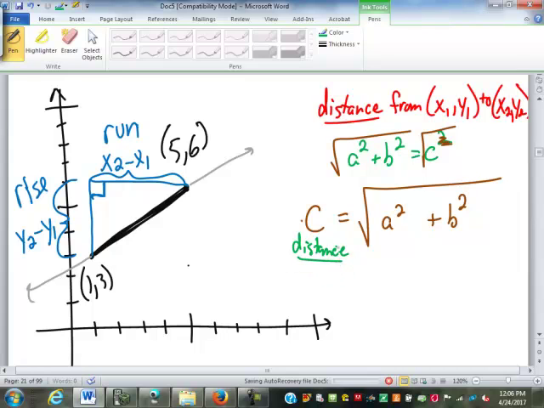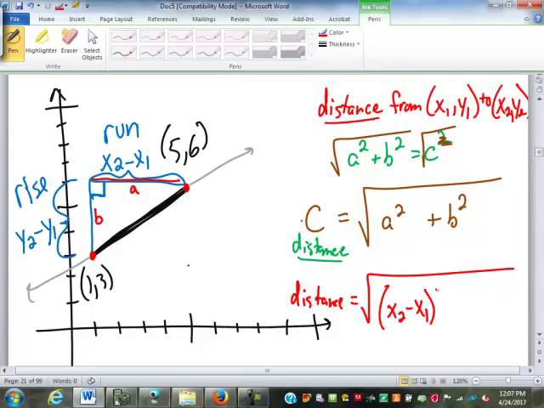Sometimes it's labeled distance, sometimes it's labeled the length of the line segment. It all means the same thing. It's how far our first point is from our second point. So that distance is equal to the square root of, remember, a and b are the 2 legs. So a is going to be that horizontal distance, x2 minus x1, squared, plus b, this vertical distance, which will be y2 minus y1, and of course, that'll be squared.